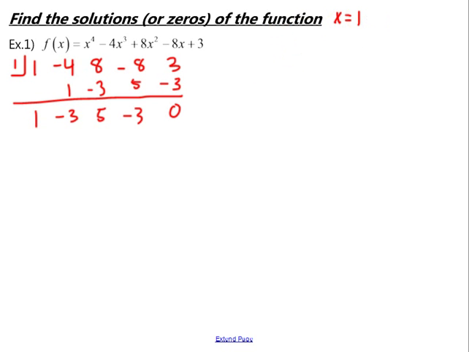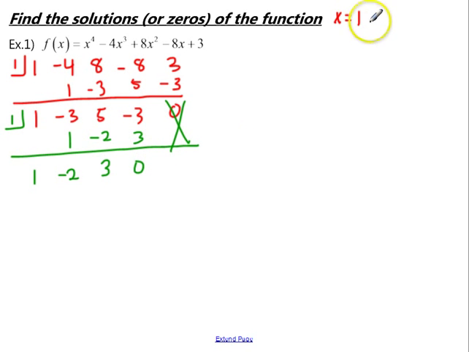And then we mentioned that this was a double root, so I'm going to go ahead and try to divide this again by 1. So we're going to bring this 1 straight down, and we're going to ignore this remainder this time. 1 times 1 is 1, -3 plus 1 is -2, times 1 is -2. When you add down, we get 3. 1 times 3 is 3, and when you add down, we get 0. So that 0 remainder tells us that 1 actually is a double root.